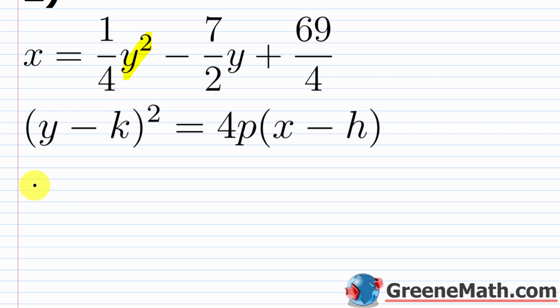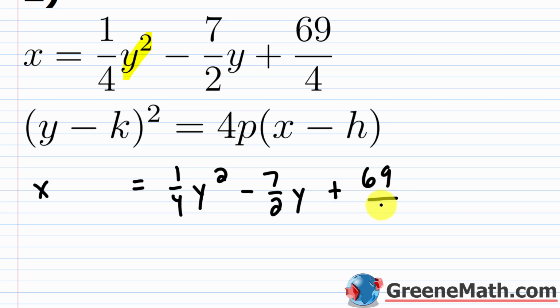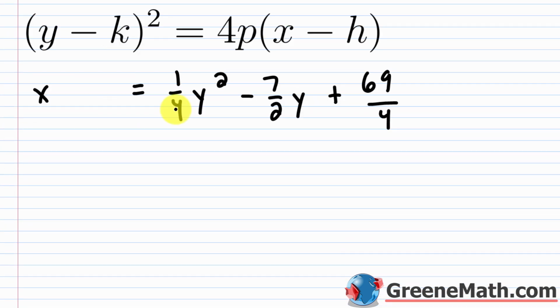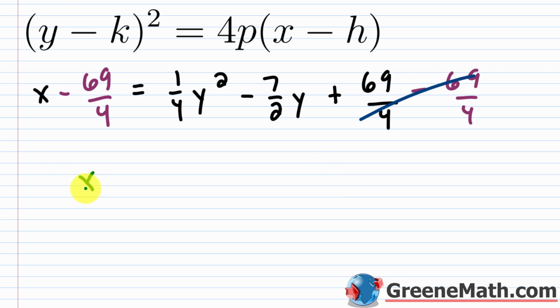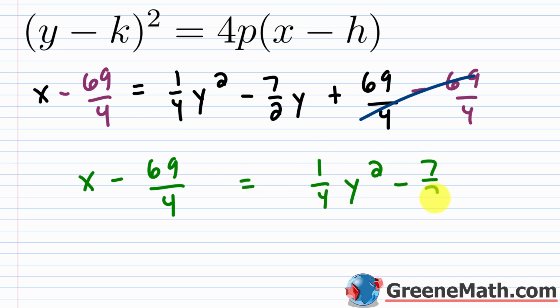So let me start by just copying this. So we have x is equal to 1/4 y squared minus 7/2 y plus 69/4. Okay, so I want to get everything with a y on one side, everything else on the other, just so again I can complete the square over here and match that form. So I'm going to subtract 69/4 away from each side of the equation. And so this is going to cancel. So we're going to have x minus 69/4 is equal to 1/4 y squared minus 7/2 y.